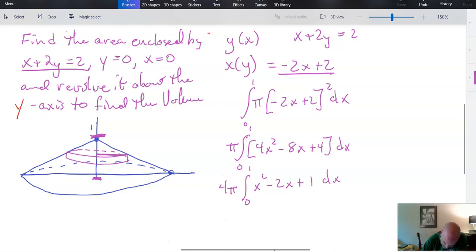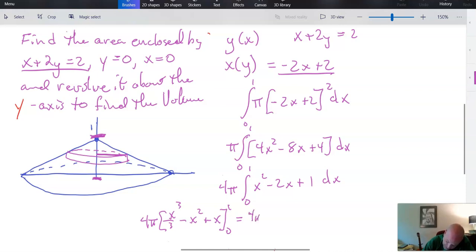So now we get 4 pi, and if we integrate, I get x cubed over 3. This would be x squared over 2, so that's going to cancel that. So it's minus x squared plus x. And I'm evaluating that from 0 to 1. Well, 1s are nice to evaluate because everything turns into its coefficient. And 0s are nice, and all of these terms have x's, so that 0 is not even going to evaluate.